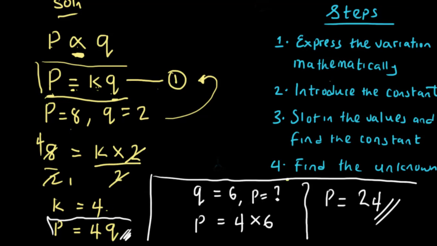So don't forget, all you need to do is to follow these steps. Number 1, express the variation mathematically. Number 2, introduce the constant. Number 3, slot in the values given and find the constant. Now before you go to step 4, which is find the unknown, you have to put the constant back into the equation. Does that make sense? Then you can find the unknown.